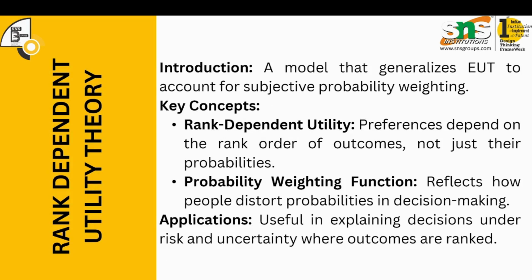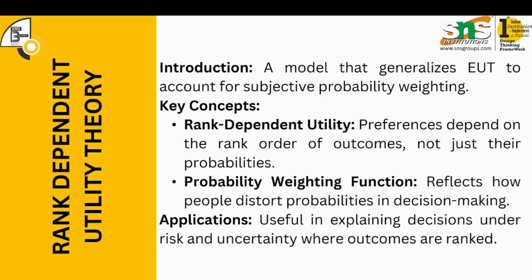The next theory is rank-dependent utility theory. This theory generalizes expected utility theory to account for subjective probability weighting. It follows the idea that probability weighting and expected utility are two interrelated concepts. Here we discuss rank-dependent utility and the probability weighting function. Rank-dependent utility refers to preferences. It states that preferences depend on the rank order of outcomes, not just their probabilities. People rank the possible outcomes that they expect. People rank the utilities and not just focus on probabilities.